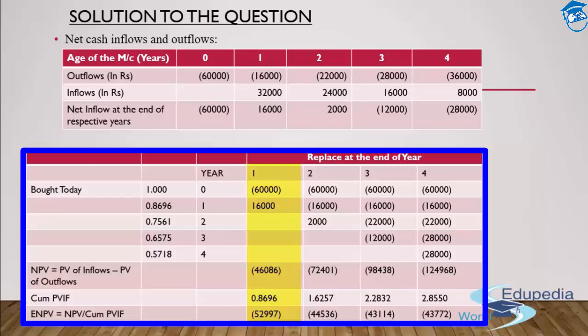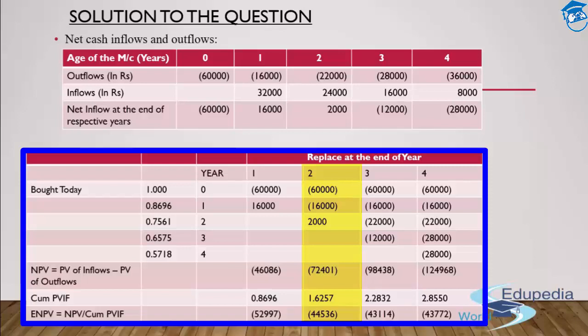Coming to year 2, which is the replacement costing. First, I'll be procuring that machine for 60,000 rupees in year 0, multiplied against the present value factor of 1 only. In the second year, I will be losing an opportunity cost of 16,000. In year 1, I was supposed to get a net inflow of 16,000, but if I defer my decision to next year, I'll incur an opportunity cost of 16,000.